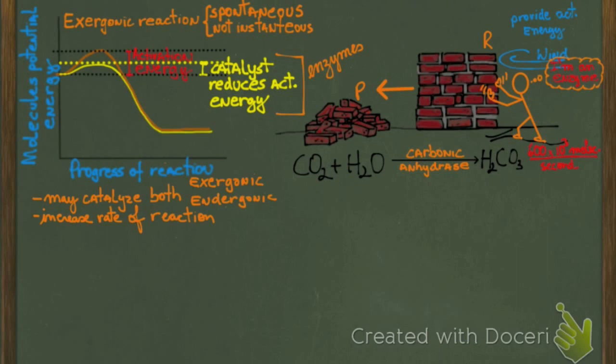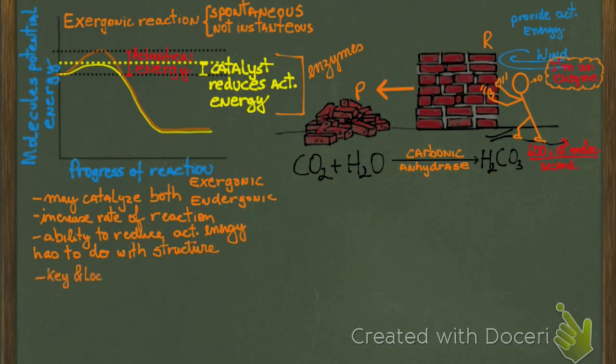But again, you're not creating more products, you're just increasing the rate. If you don't have carbon dioxide and water to conduct this reaction, you simply will not form 600,000 molecules. You need 600,000 molecules of carbon dioxide to form 600,000 molecules of carbonic acid. All right, but how does that occur? Well, it's not magic here. The enzyme's ability to reduce the activation energy has to do with the structure of the enzyme. So let's see an example here.